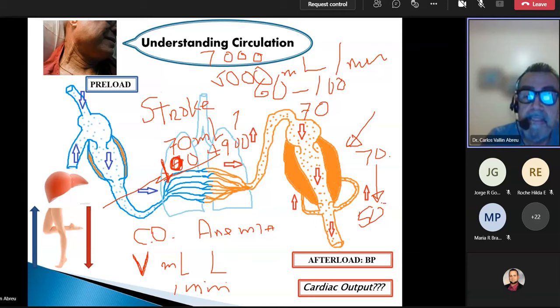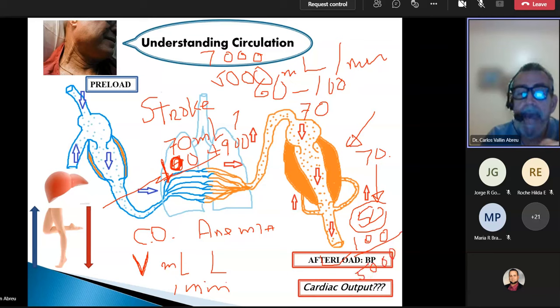How can you compensate? If the stroke volume, the amount of blood that is pumped, decreases, this decrease can be compensated by increasing the heart rate. If you increase the heart rate in heart failure, suppose that you increase the heart rate to 100 at rest. At rest, you have now 100 instead of 70. So how much do you have? 5,000. So it's not the same cardiac output.